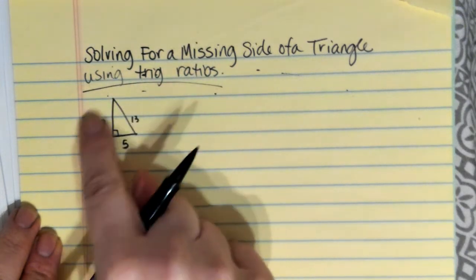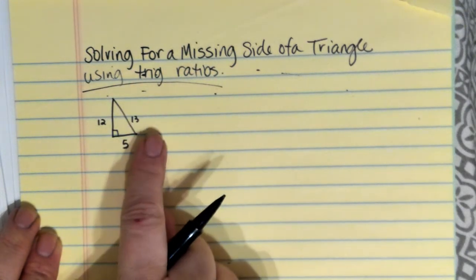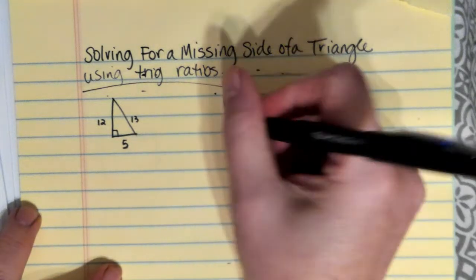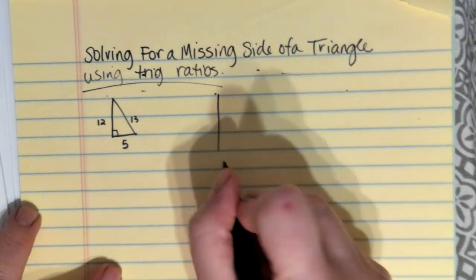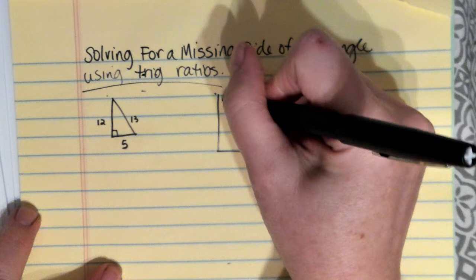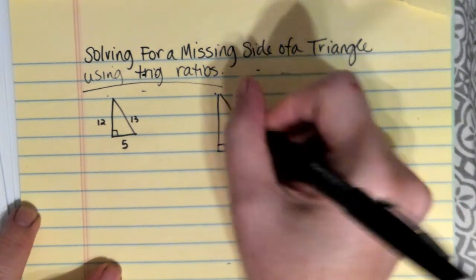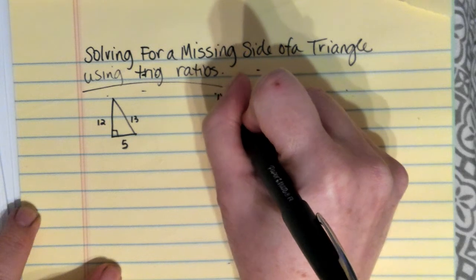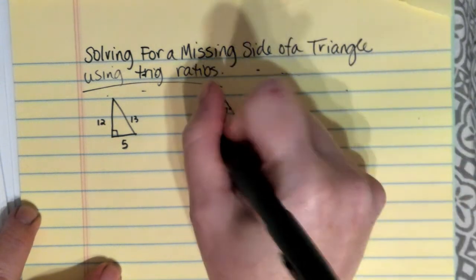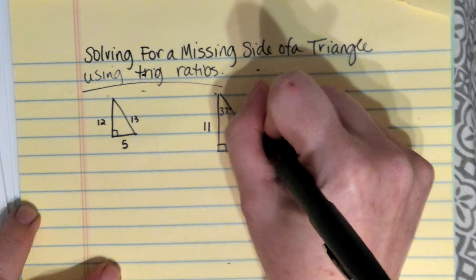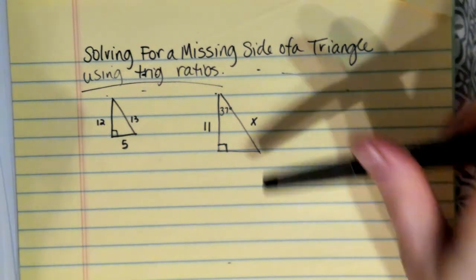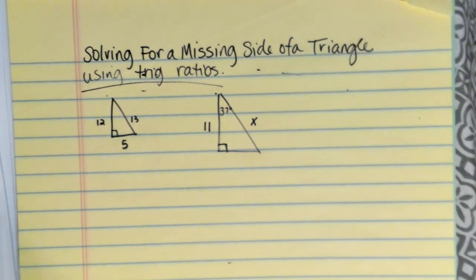And of course, this is a famous triple. This is the 5, 12, 13. But we're going to look at examples today where we have triangles, and these triangles have a given, we know it's a right triangle, but we have an angle, maybe 37 degrees up there, and we have a side, and we want to know another side. Pythagorean theorem will not work here, because we do not have two sides, and we have to know two sides before we can use that theorem.